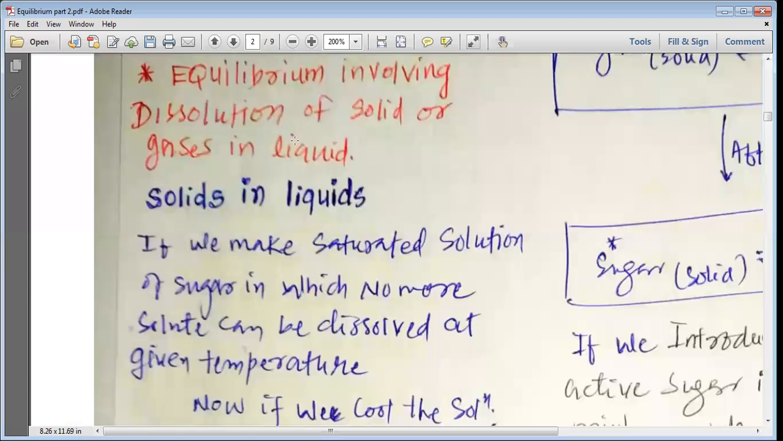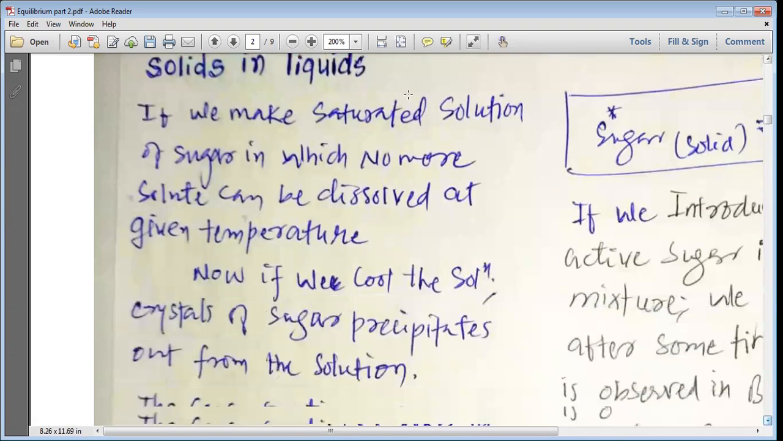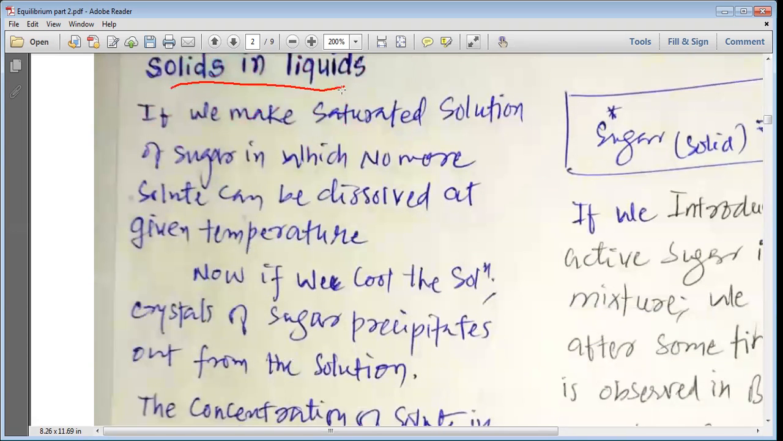and carbon dioxide gas. Now, my dear students, we want to study the equilibrium involving dissolution of solids or gases in the liquid. So let us understand how the dissolution of solids or gases takes place in the liquid, or how the various types of solutions can be formed. So first we should understand solids in liquids. If we make a saturated solution of sugar, that is C12H22O11, we are talking about sucrose.